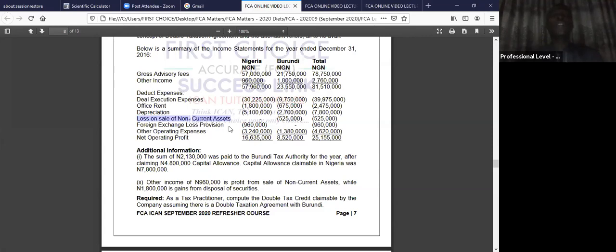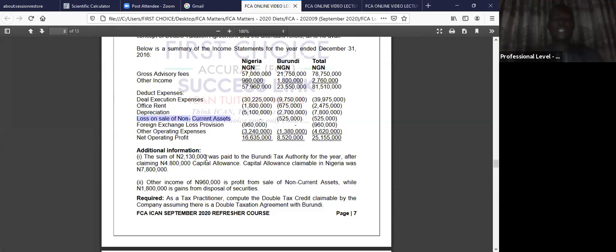Foreign exchange loss provision, other operating expenses. Okay. All right. Now look at the operating profits. Look at the operating profits.